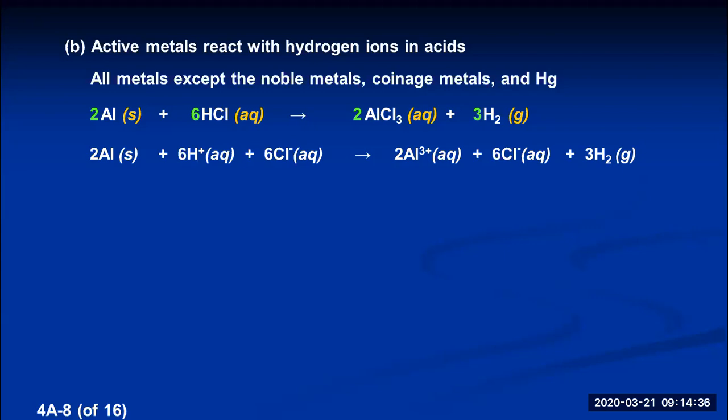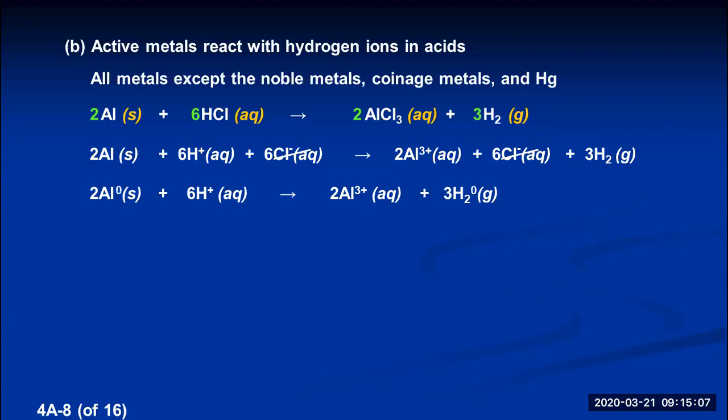And in this equation, if you notice, there's one thing that's the same on the reactant and product side. That's the 6 chloride ions here and the 6 chloride ions there. Those are spectator ions. So if you cancel those out, you'll have left over the net ionic equation, which will be 2 aluminum atoms solid plus 6 hydrogen ions aqueous yields 2 aluminum positive 3 ions aqueous plus 3 H2 molecules in the gaseous state.